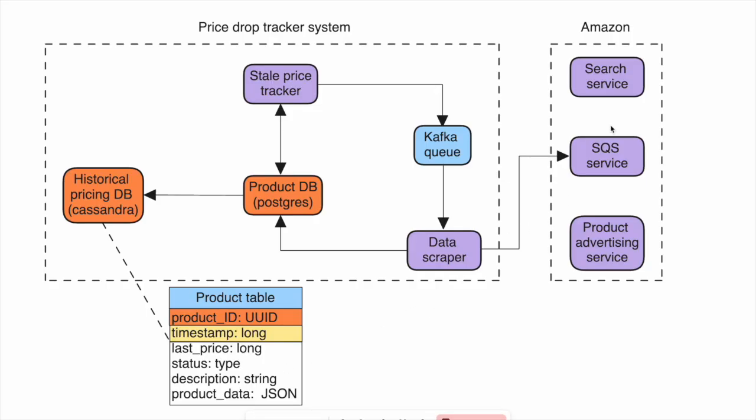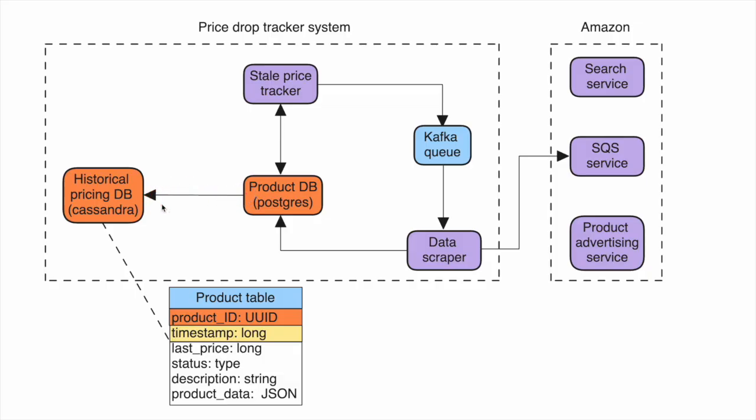Once those requests are fulfilled, we receive the data back to the data scraper, and then the data scraper would store the new data about the product into our database. We would update the timestamp of the last scrape. We would update the status as it's completed now. And if the price changed, we would also update the price. If the price is updated, we would have a database trigger on that column, and that update would trigger an event that would take this record and send it to our historical pricing database and store it there.